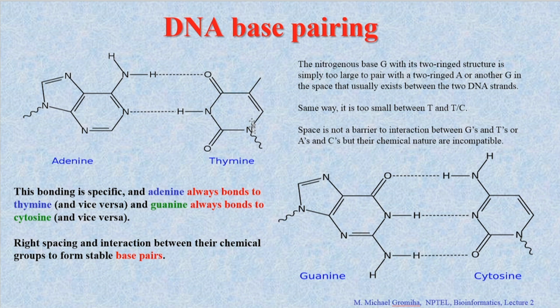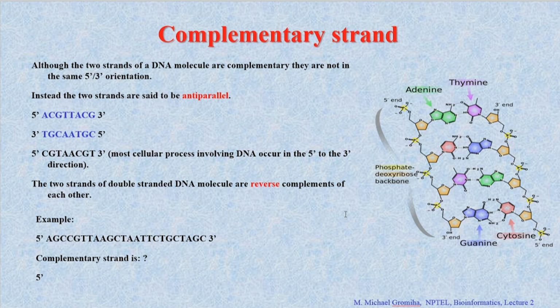So, if you know one strand, then we can know the complementary strand, because A always pairs with T and G always pairs with C. As I discussed, the two strands of the DNA molecule are complementary, but they are not in the same 5 prime to 3 prime direction. One is in the 5 prime to 3 prime direction, one is in the 3 prime to 5 prime direction, because most of the cellular processes involving DNA occur in the 5 prime to 3 prime direction. This is why they write the sequences in the 5 prime to 3 prime direction, right.